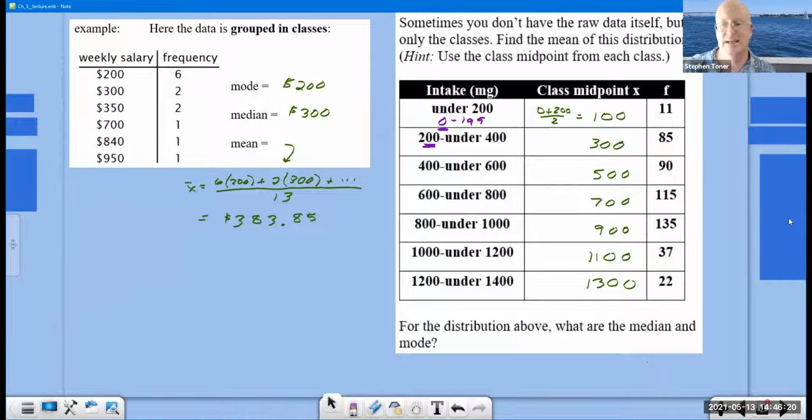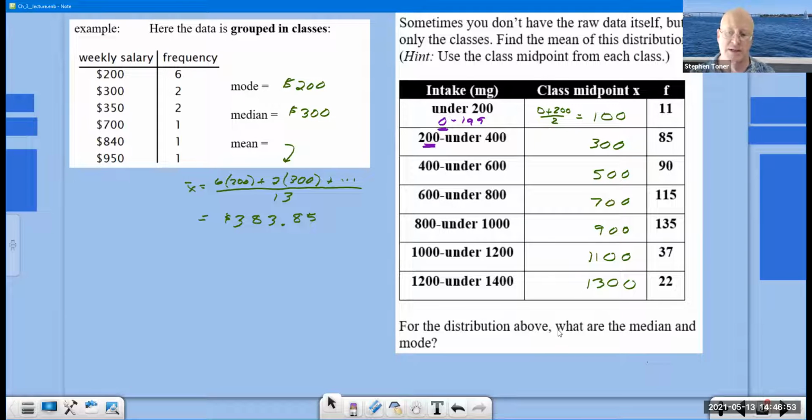Now, if we did need to do the calculation for the mean, which I'm not asking you to do, we'd have to go 100 plus 100 plus 100 plus 100 11 times, plus 85 of the 300s, plus 90 of the 500s, etc. So I'm not asking you to do the mean for this problem because, quite honestly, that's a little bit mean, pun intended, on this problem. Instead, we'll let the technology do this a little bit later for us.